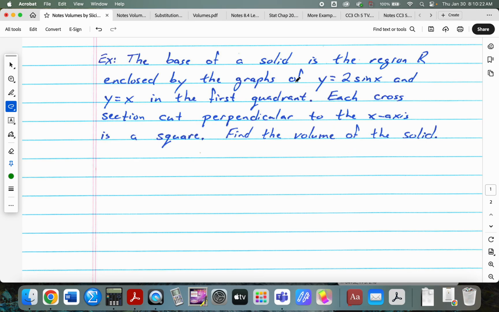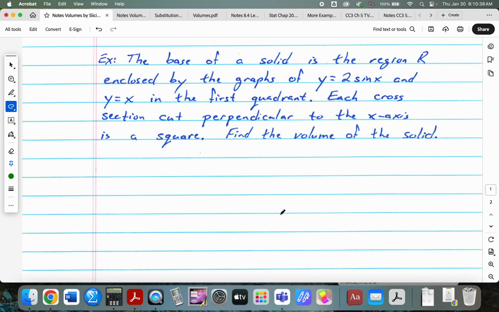So, the base of a solid is the region R enclosed by the graphs of y equals 2 sine x and y equals x in the first quadrant. Each cross-section cut perpendicular to the x-axis is a square. Find the volume of the solid.